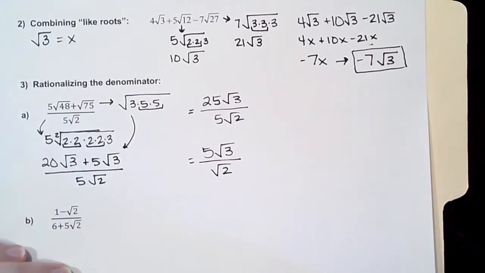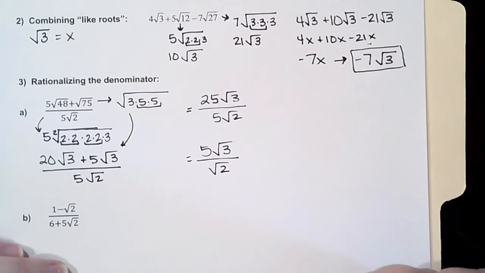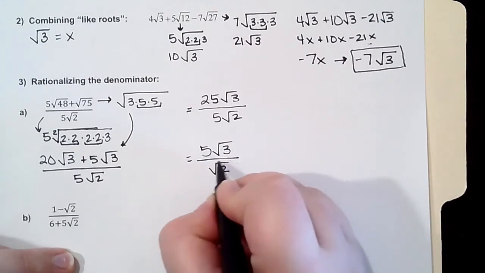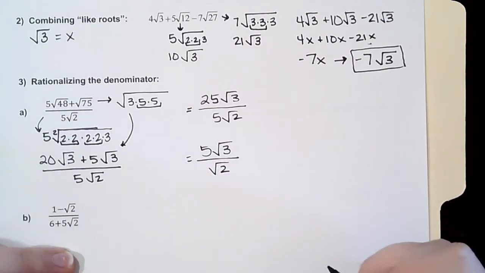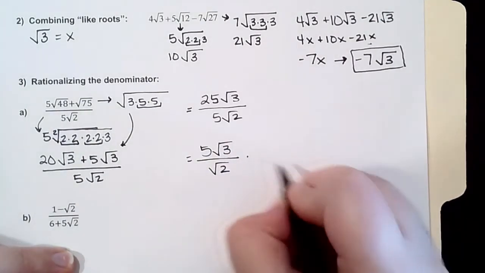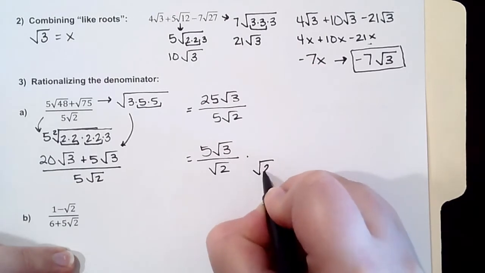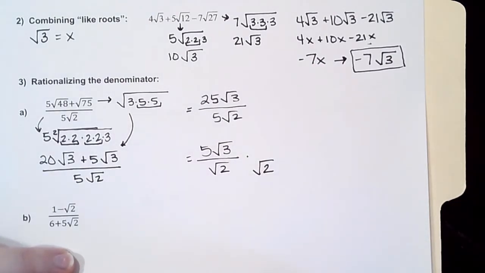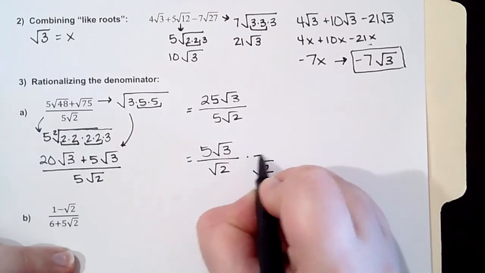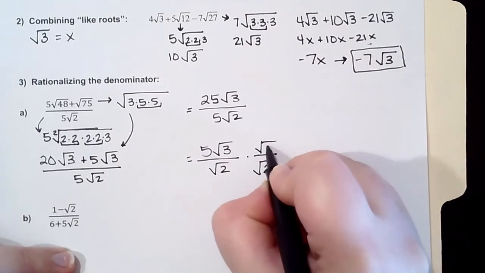All right, last thing. This is where the actual rationalizing comes in. We are going to take this square root on the bottom. We don't like the square root on the bottom. And what we're going to do is we're going to multiply the bottom by that exact same root. But whatever you do to the bottom, you have to do to the top to keep it balanced.